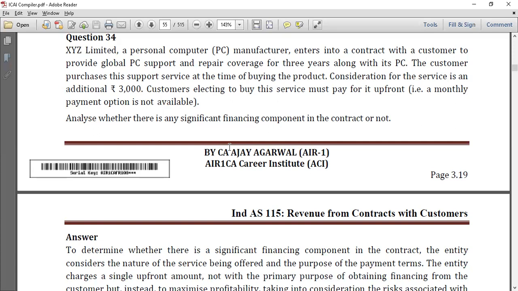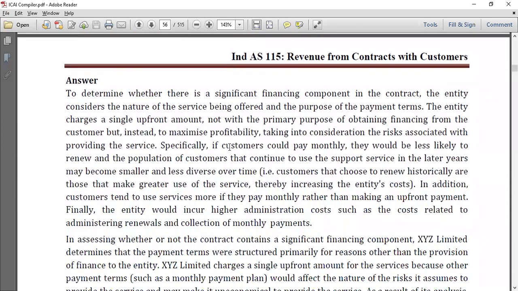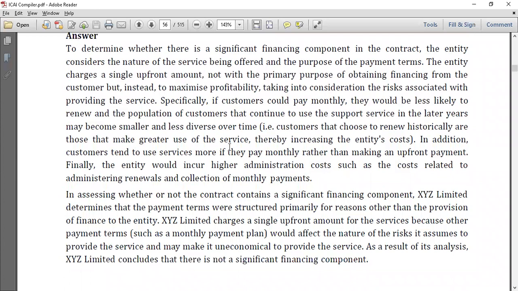So this is a big process, and the company XYZ Limited wants to avoid all this. That's why it entered into a 3-year contract. That's why it is giving the support for 3 years all at once, and it's collecting 3,000 at once only. So here you can say there is no significant financing component, because the reasons the company had entered into are other than the provision of finance. Once, see, important points I've all covered.